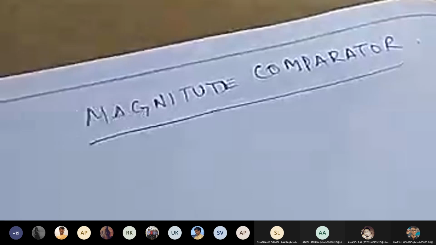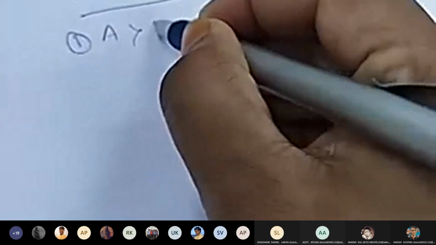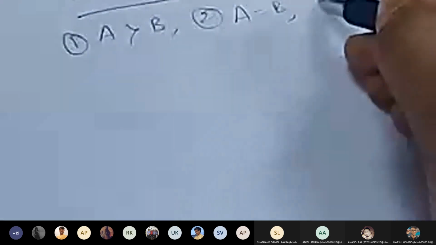Okay, so magnitude comparator. You all already know what a magnitude comparator is. I already took the class on the magnitude comparator, and we have designed the diagram. We have three outputs: A is greater than B, A equal to B, and A less than B.